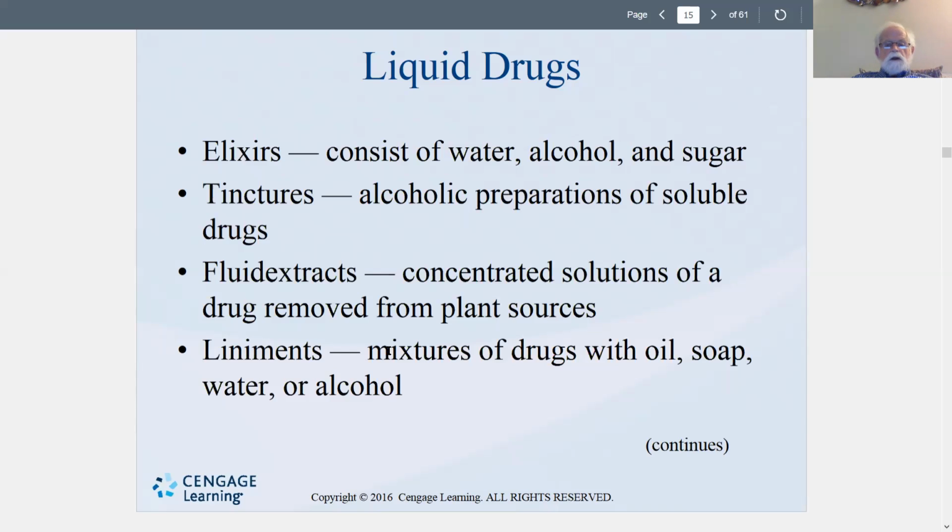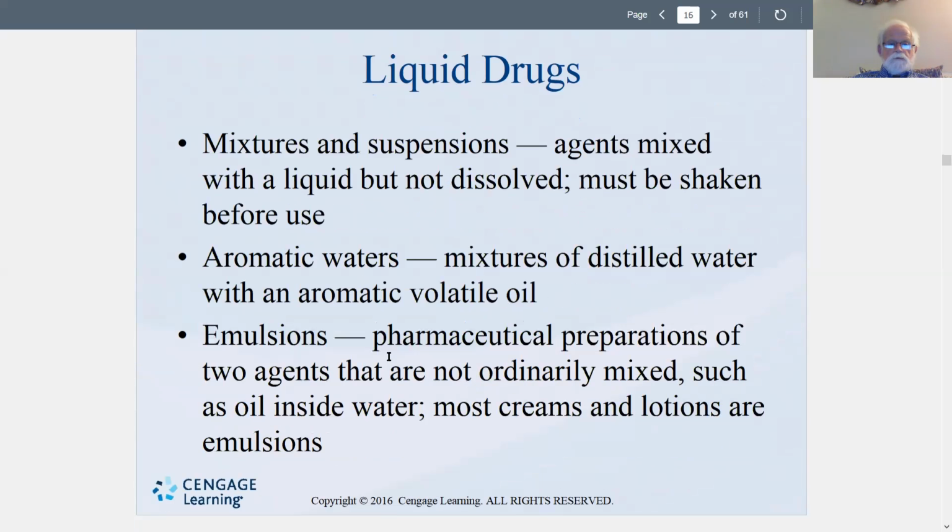These clearly are only topical. We wouldn't be drinking things with soap and alcohol in them. That would be pretty silly.